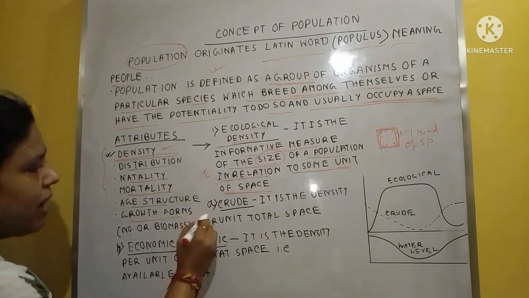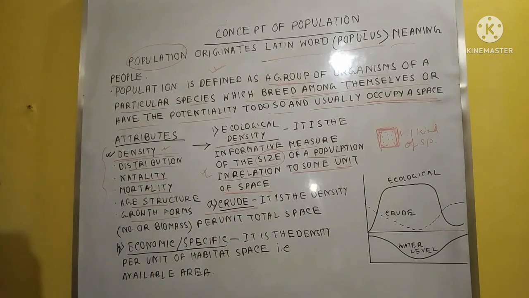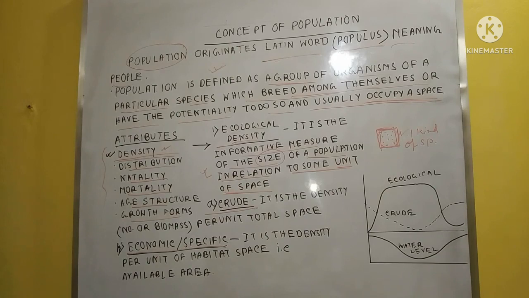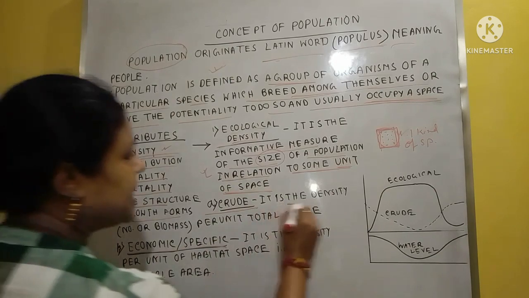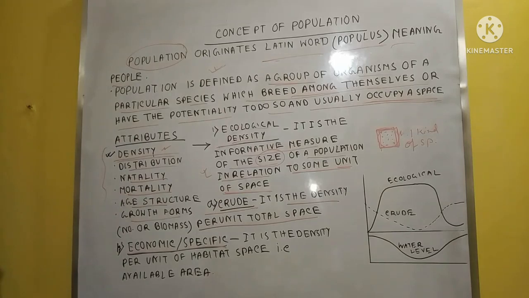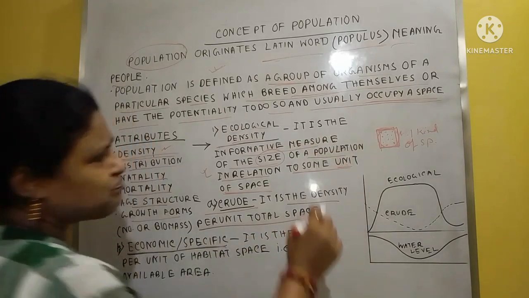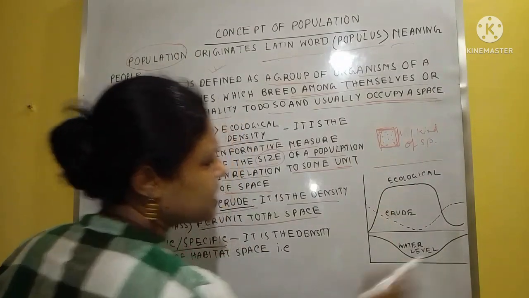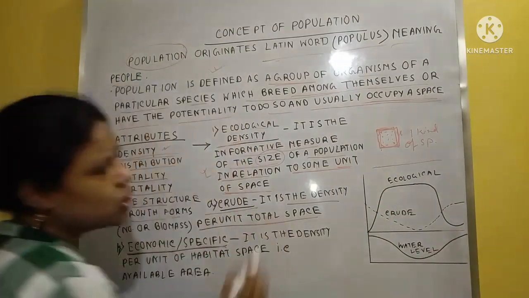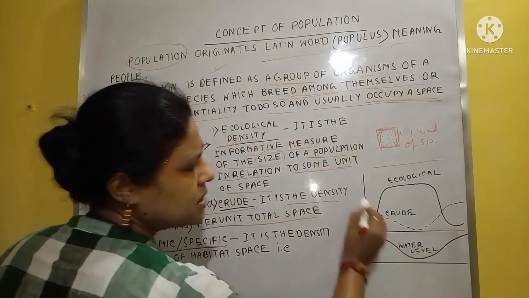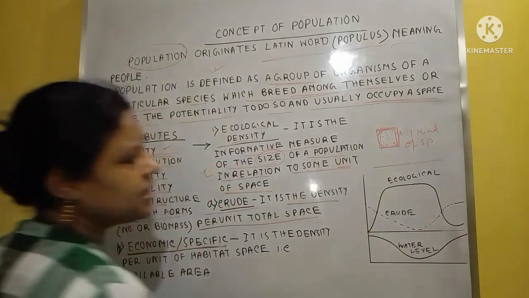It has two parts. One is the crude density, another is the economic or specific density. What is the crude density? It is the density per unit total space. Suppose this is the water level. This is a graph. You can see this is the water level. So crude density means this is the curve of the crude density. This curve is formed by the crude density.